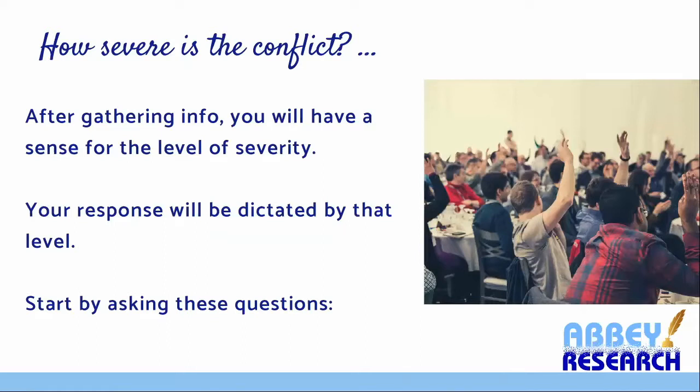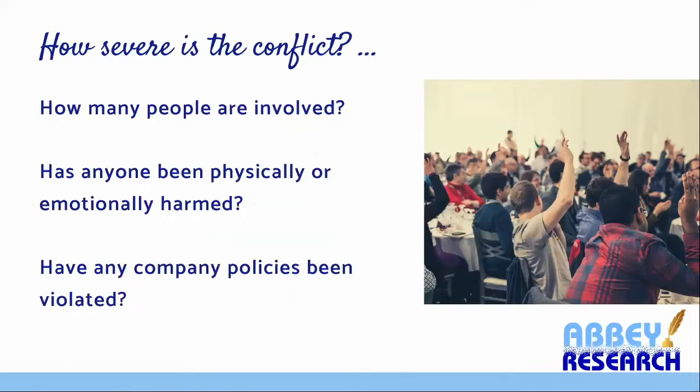And as you understand how severe that conflict is, that will come through the gathering of the data. And like we said at the beginning, one of our big steps is asking better questions. So here are some of the questions that you should ask immediately. How many people are involved in this conflict? Has anyone been physically or emotionally harmed? And have any company policies been violated? Now, those are really simple questions.